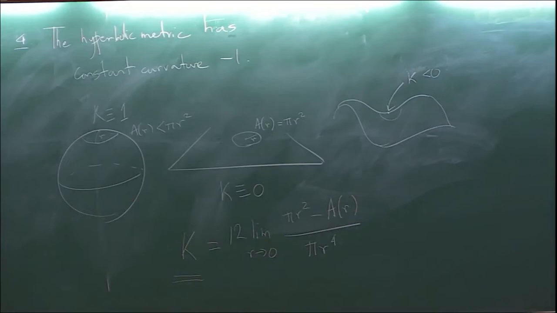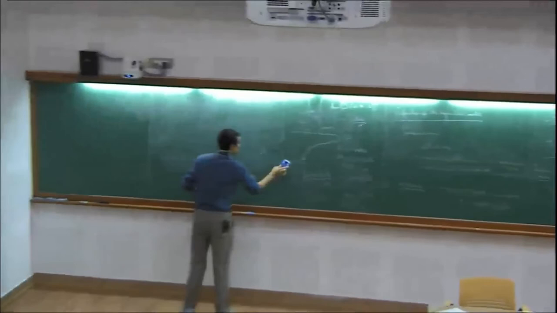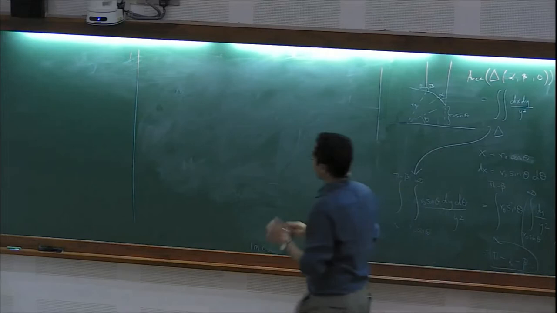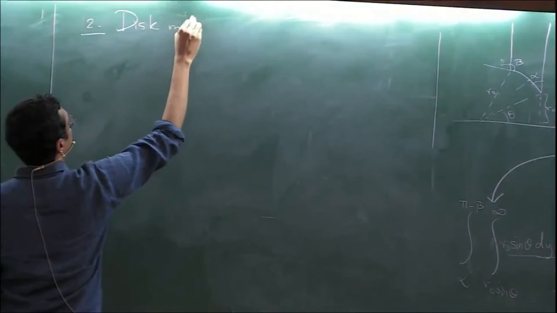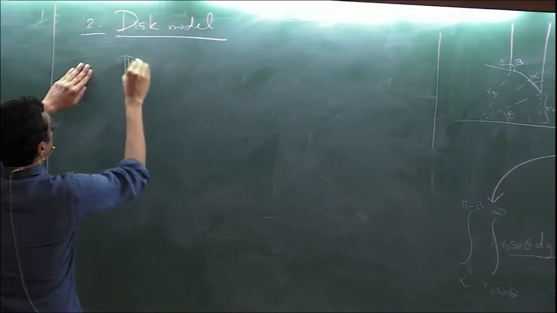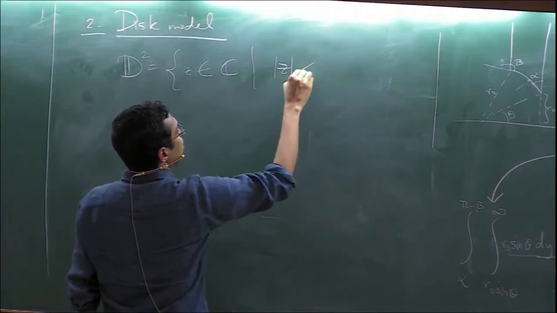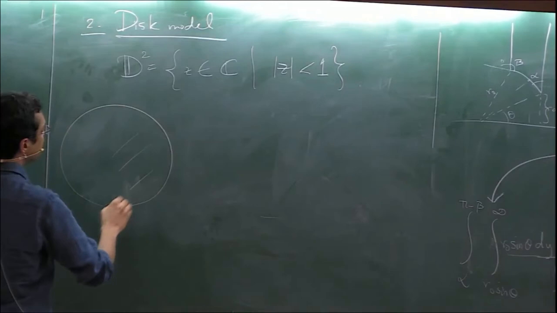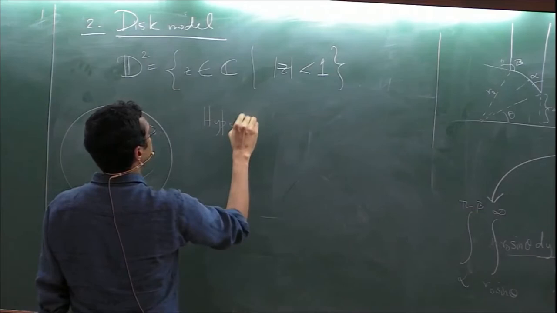So let's now move on to the disk model. Each model has its advantages. One of the disadvantages of the upper half plane is that it's not clear that it's rotationally symmetric, but that's sorted out in this disk model. The second model of the hyperbolic plane is just the unit disk in the complex plane: all points with absolute value less than 1. The hyperbolic metric, the metric that makes it the hyperbolic plane, now looks like this.